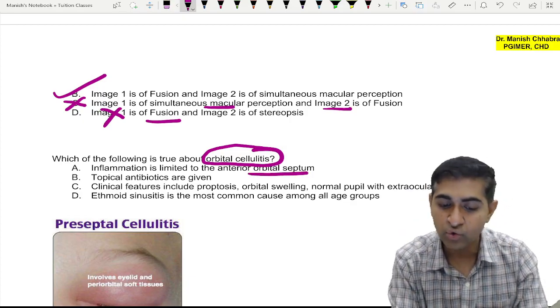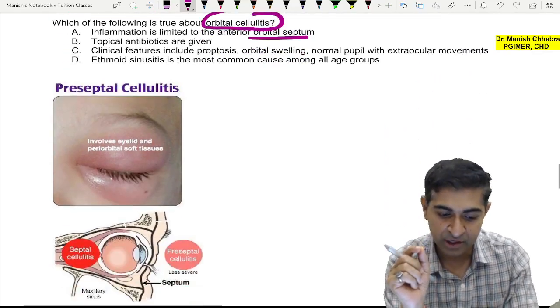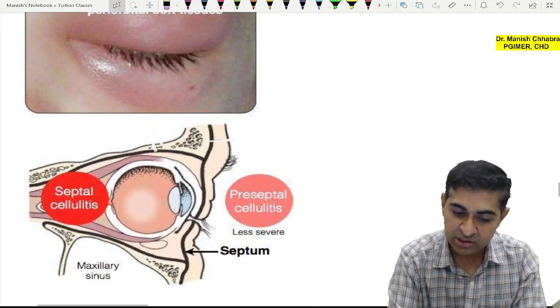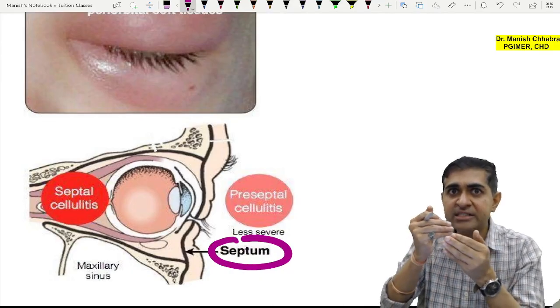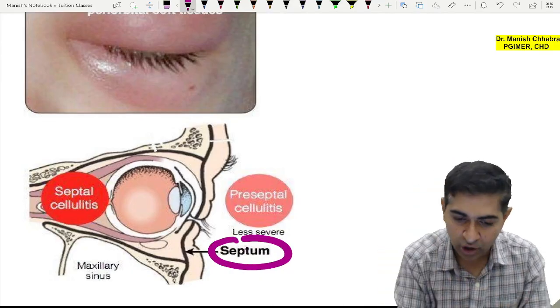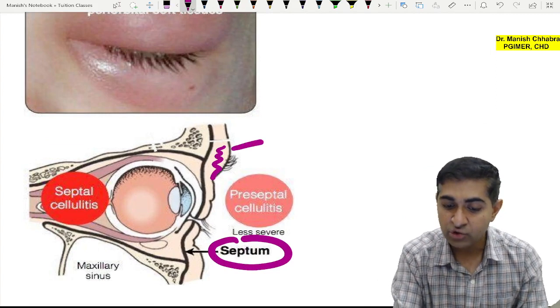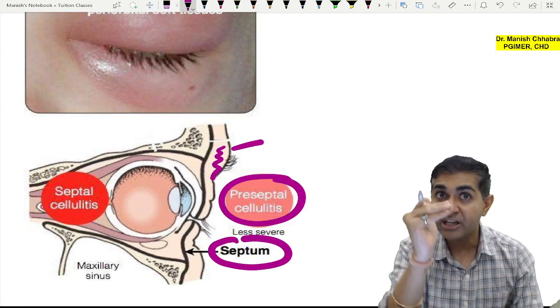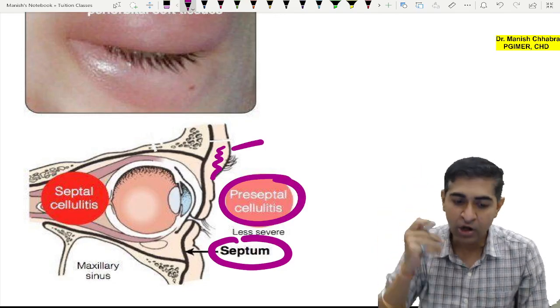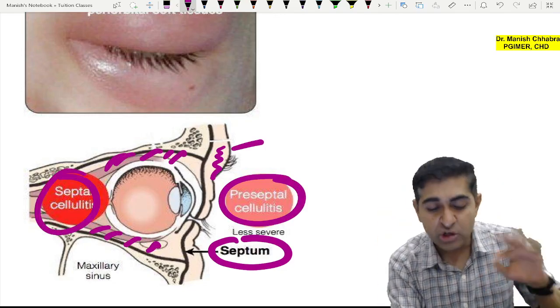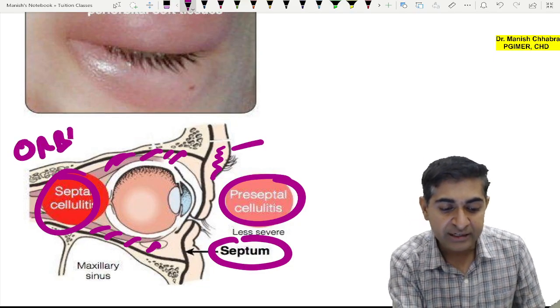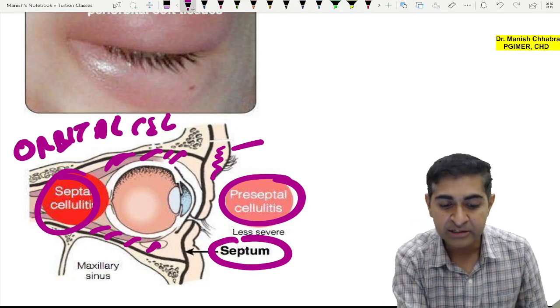Inflammation is limited to anterior orbital septum. Now look, I have put up an image. So this is your orbital septum. If there is any inflammation which is anterior to the orbital septum, you will call it as preseptal cellulitis. But if there is any inflammation posterior to the orbital septum, which will be here, you call it as septal or postseptal, or even better, you call it as orbital cellulitis.